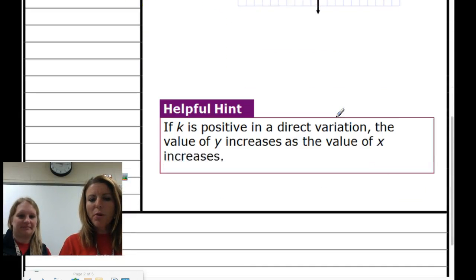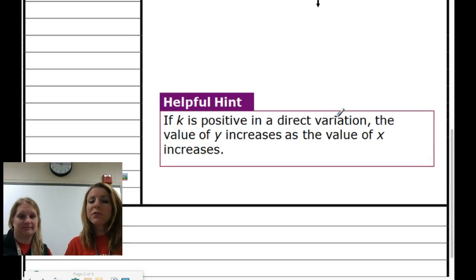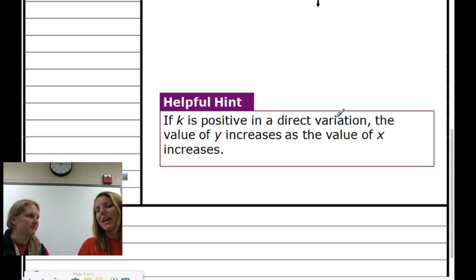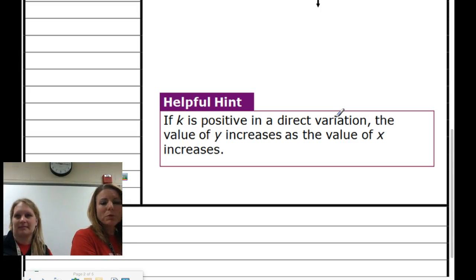It says, if k is positive in a direct variation, the value of y increases as the value of x increases. That makes sense. Obviously, if k is positive, your slope is positive, it's going to go up and to the right. If k was negative, it would go down and to the right. Because we always remember, it's like reading a book. You read a book from left to right.